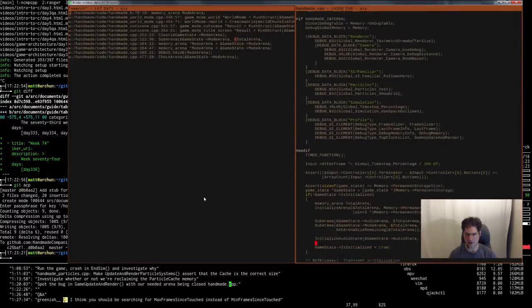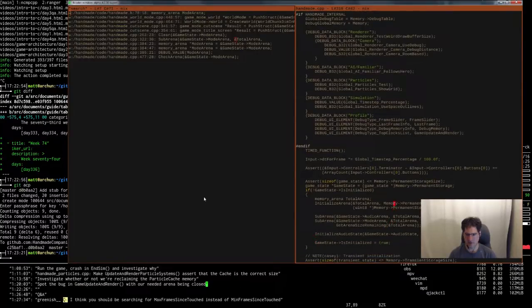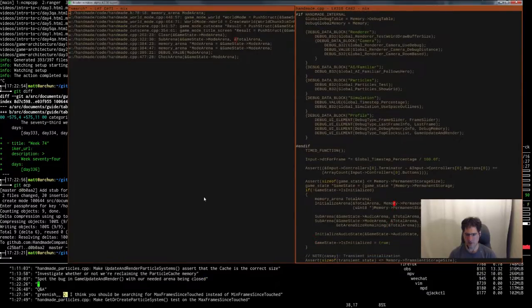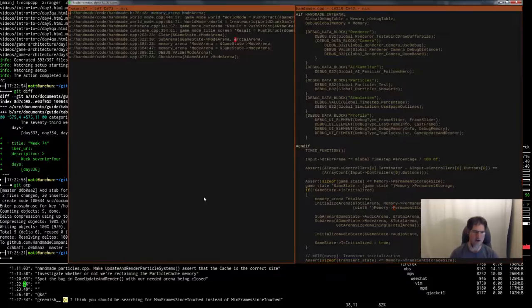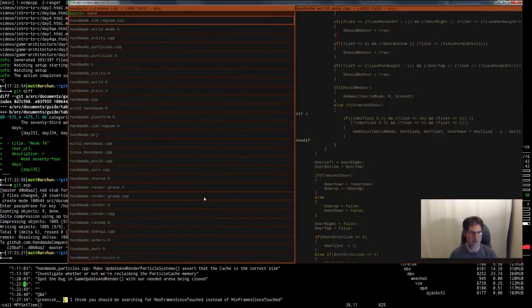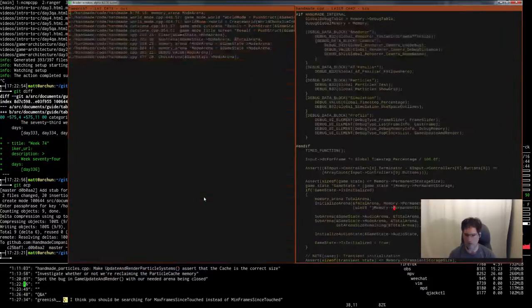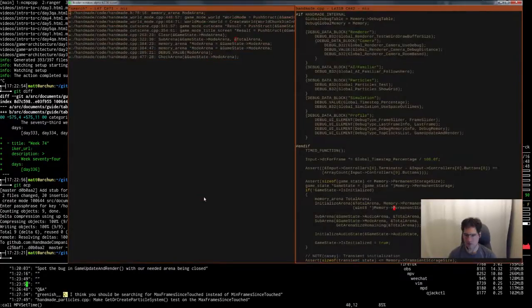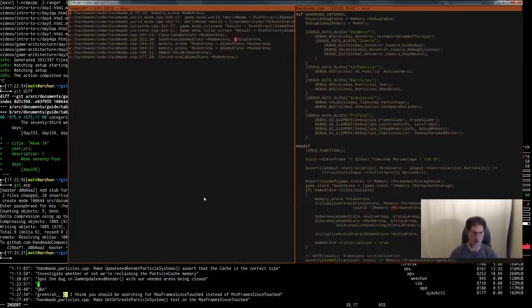So it looks like it takes pretty much all the rest of the permanent storage size. Yeah, I'm gonna go ahead and add this here. Actual game mode. Yeah, I'm gonna go ahead and add this here.